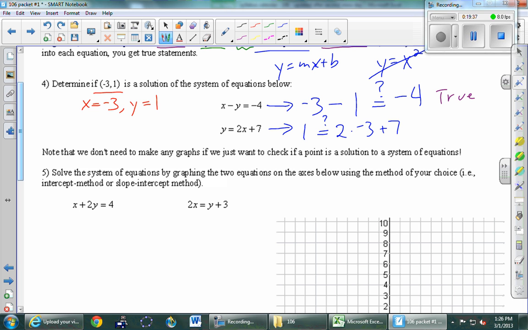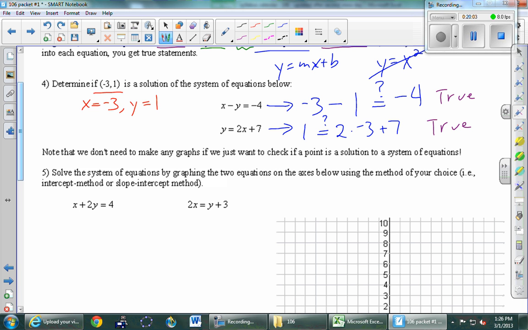Is that a true statement? Yes, it is. So right there, we have -3, 1. Is it a solution? Yes, because it made both statements true. If they were both false, would it have been a solution? No. If one of them was true, but the other one was false, would it be a solution? No, this is the only case where the answer is yes, it is a solution.